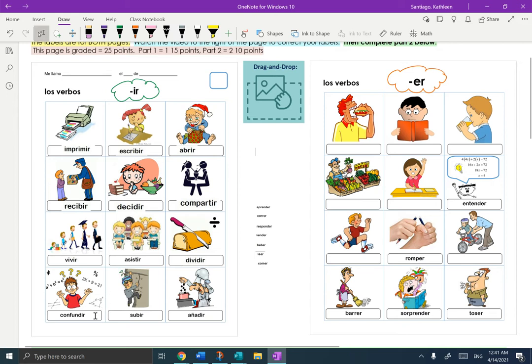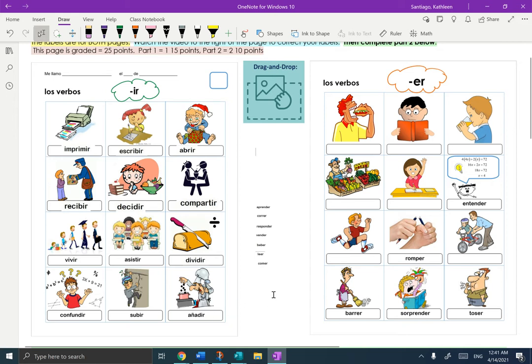To be confused, right? Confundir. Subir, to go up. Now you can go up a mountain or you can go up the stairway. Subir. Añadir. The chef is adding spices to the pot.